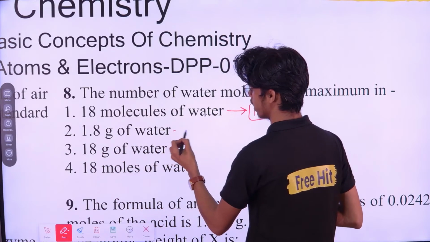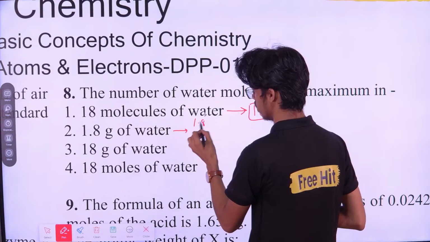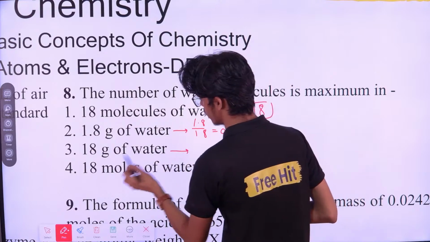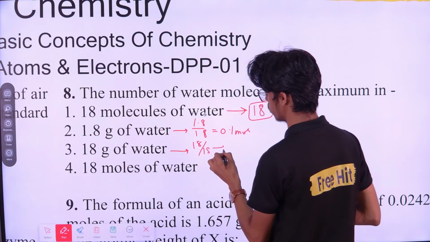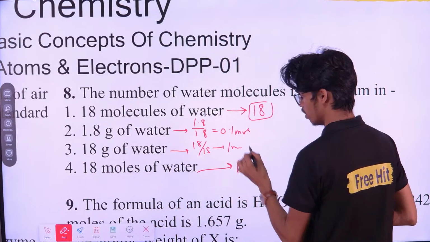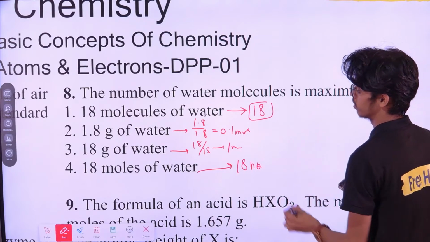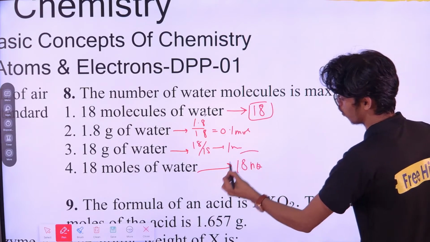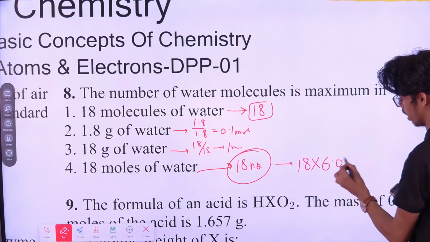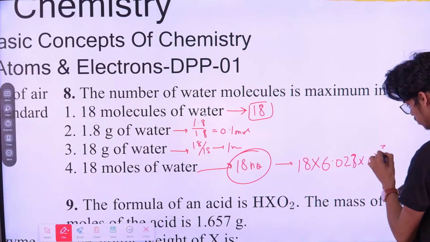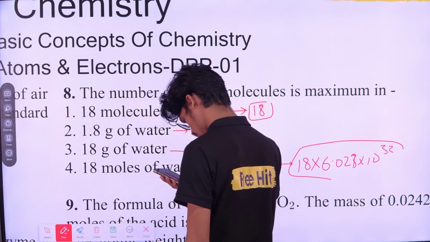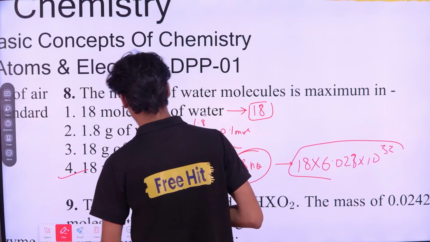See, 1.8 gram of water is how many moles? Given mass upon molar mass, right? That is 0.1 moles. Now, 18 gram of water is how much? 18 by 18, that is 1 mole of water. And 18 moles of water is 18 moles itself. So this is 0.1 mole, this is 1 mole, this is 18 moles. Obviously 18 moles will have the highest number of particles. So option number 4 is the right answer. Priya Jyoti has answered option number 4, Kanishka has answered option number 4.